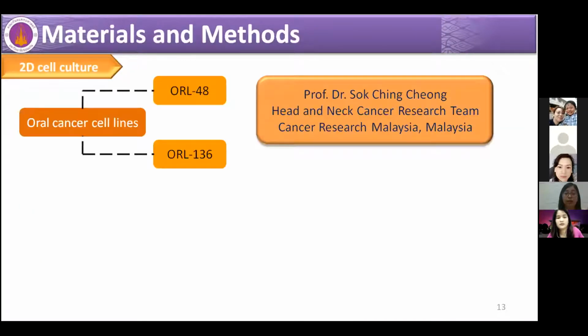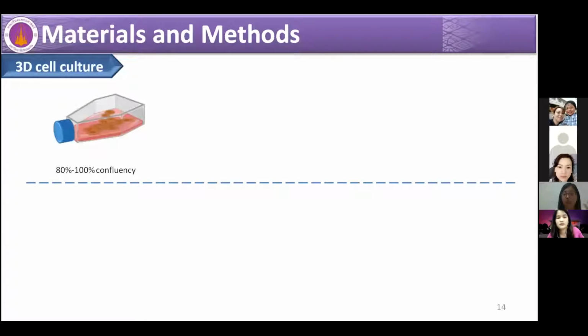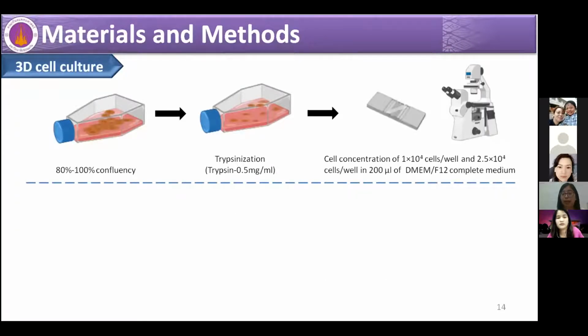For 2D cell culture, these 2 cell lines are obtained from the Head and Neck Cancer Research Team, Malaysia. Firstly, we grow them as single cell suspension, and then we incubate them until they reach 80 to 100% confluency. After that, we trypsinize them and calculate the cell concentration to be 10,000 cells per well and 25,000 cells per well in 200 microliters of DMEM/F12 complete medium.